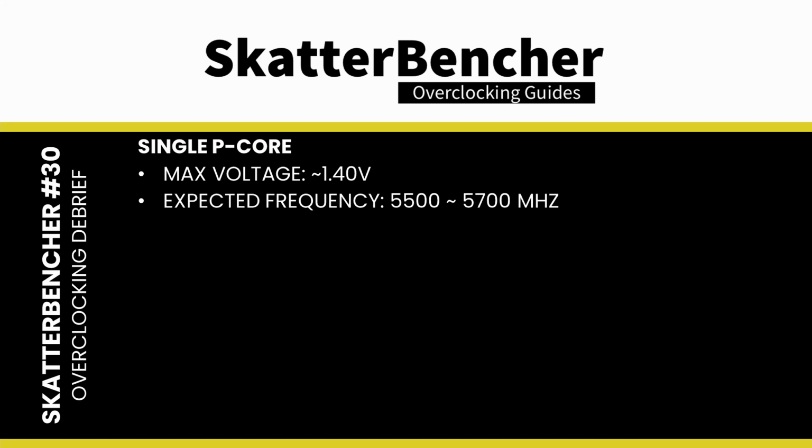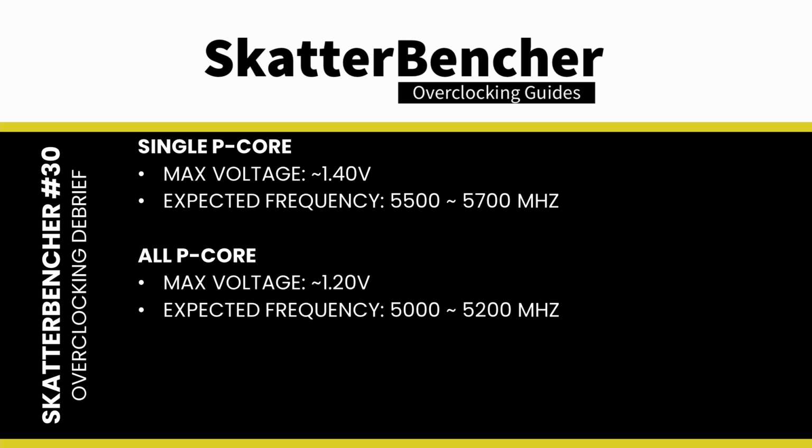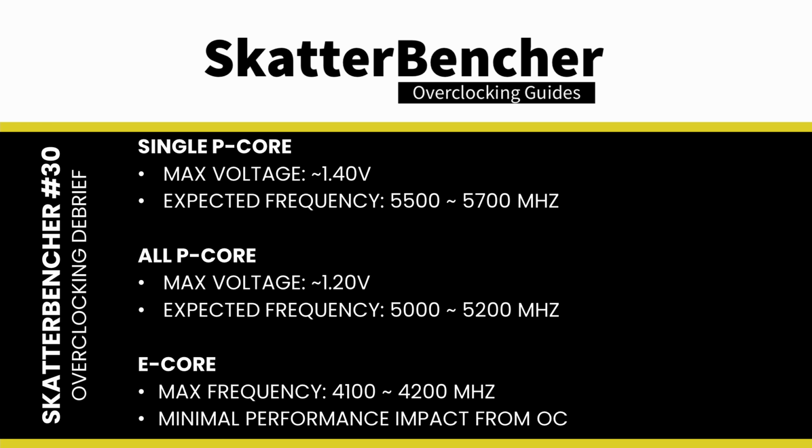In short, here is how I would approach P-core overclocking. Single P-core maximum voltage around or slightly higher than 1.4 volt, and expect 5.5 GHz to 5.7 GHz maximum frequency. All P-core max voltage around 1.2 volt if your cooling solution can handle it, and expect between 5 and 5.2 GHz maximum frequency. I would suggest to leave the E-cores at default as the performance impact is minimal and overclocking capability is limited to about 4.2 GHz.